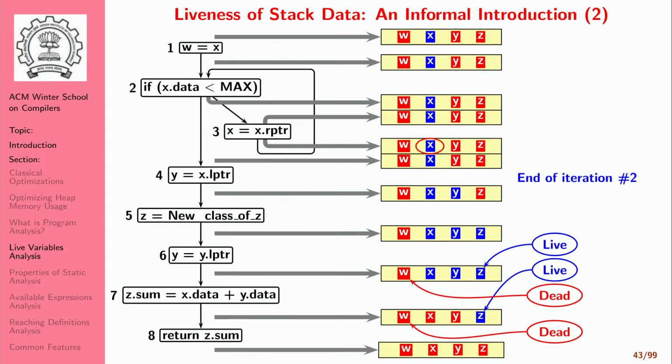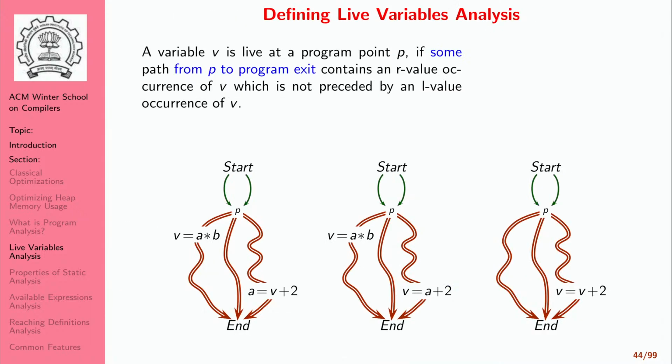Right? So with this definition, let's get back to it. We're saying that at a program point P, starting from P to exit, if there is a path from P to exit in which there is an R value occurrence, meaning in which the value of V is read before being preceded by its definition, it means that the current value in V is useful. Then we declare V to be live. This is a formal, accurate and precise definition of liveness, statically figured out.